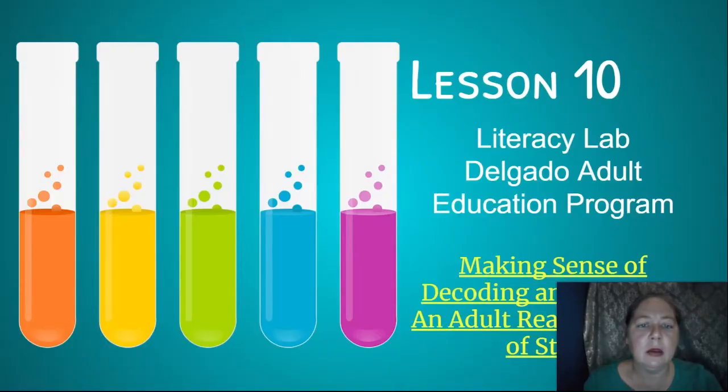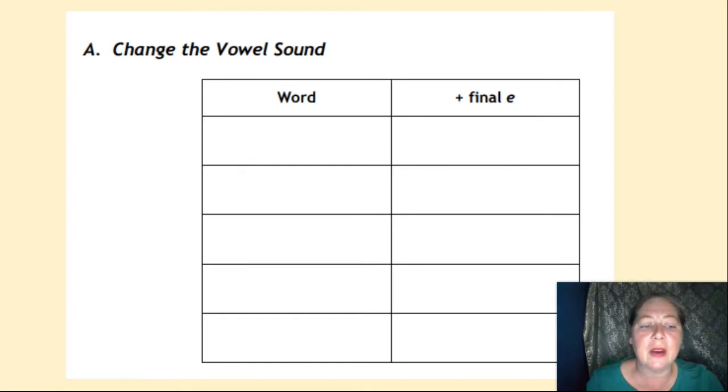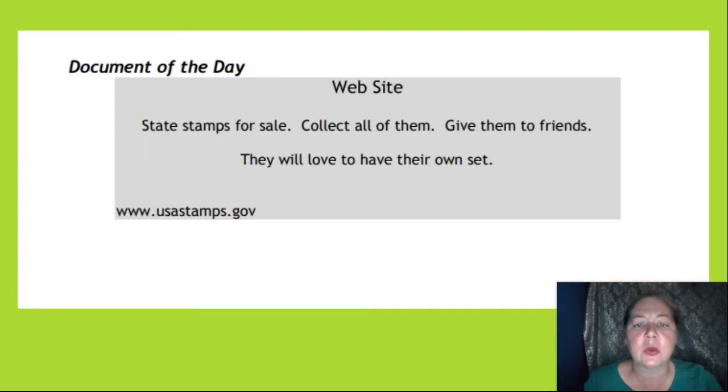We'll do some more reading. In lesson 10, we'll look at some variations on the final E pattern. So we might have words that all follow the pattern: nap, sit, lob, dud, and pet become nape, site, lobe, dude, and Pete, right? So we change the vowel sound based on the E at the end of the word.